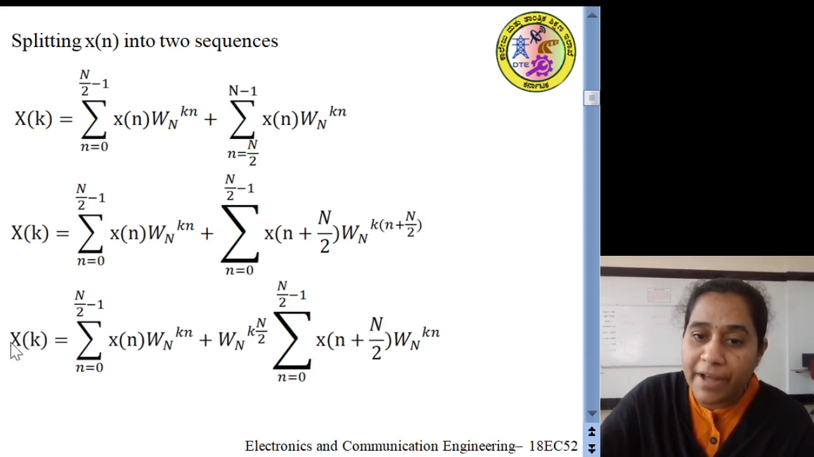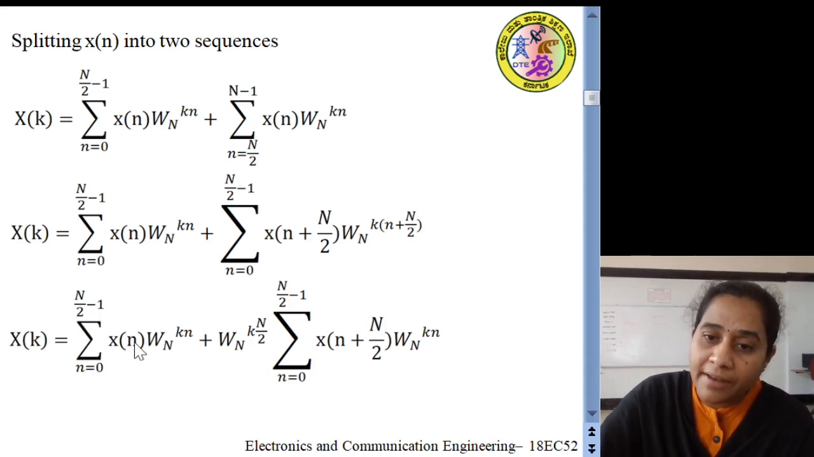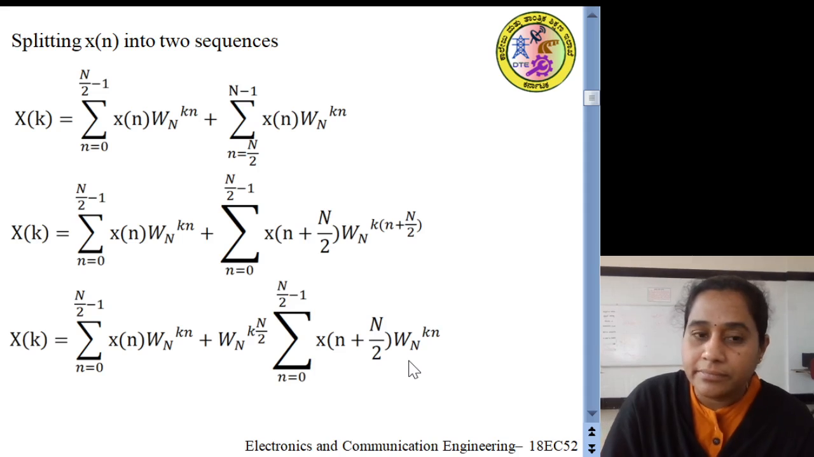So if we simplify, X of k is equal to summation n varying from 0 to N by 2 minus 1 x of n W_N raised to the power kn, plus, we are taking this term outside because this will be free of the lowercase n. If we expand this, the second term will be free of n. So W_N raised to the power k into N by 2 will be taken outside of the summation. Summation n varying from 0 to N by 2 minus 1 x of n plus N by 2 into W_N raised to the power k into n. This term we are considering here.